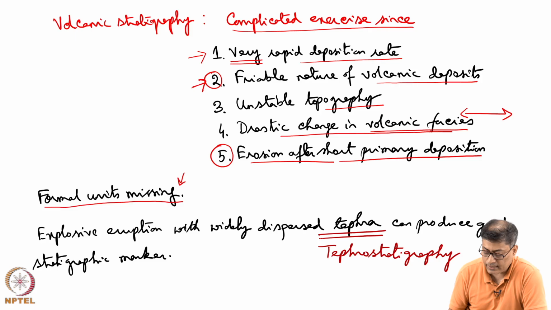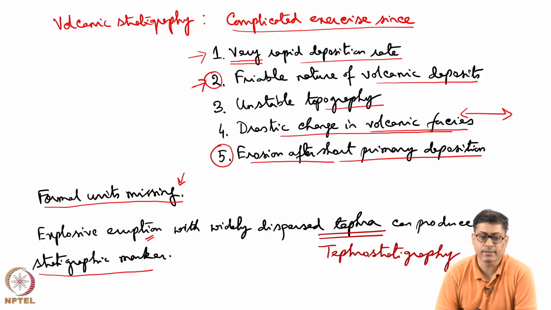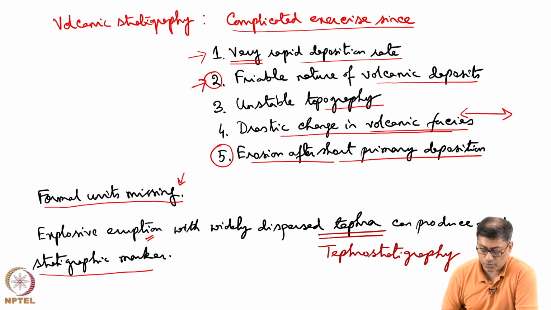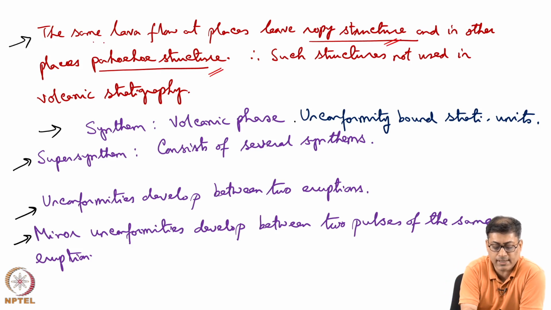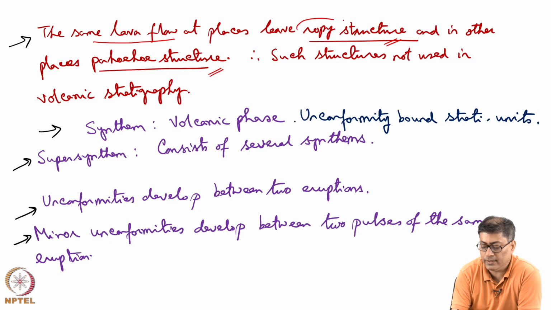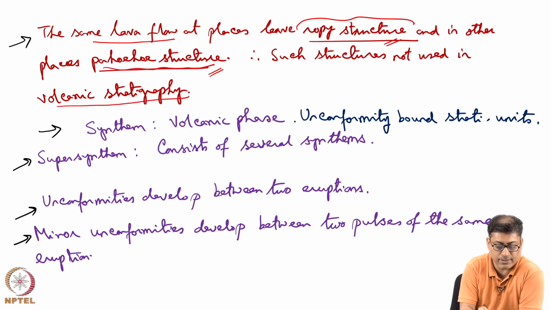Explosive eruption with widely dispersed tephra can produce good stratigraphic markers. Suppose an explosive eruption has thrown fine particles up in the atmosphere, then it gets deposited, and a geologically very short span of time will be indicated from these stratigraphic markers. Can we use the Pahoehoe structure and the ropey structure in correlating the lava flow? The answer is no. The reason is the same lava flow at one place can leave a ropey structure and at another place it can leave pahoehoe structures, and therefore such structures are not used in volcanic stratigraphy.